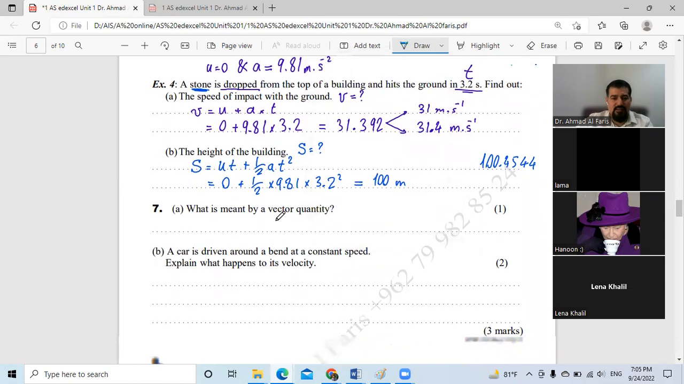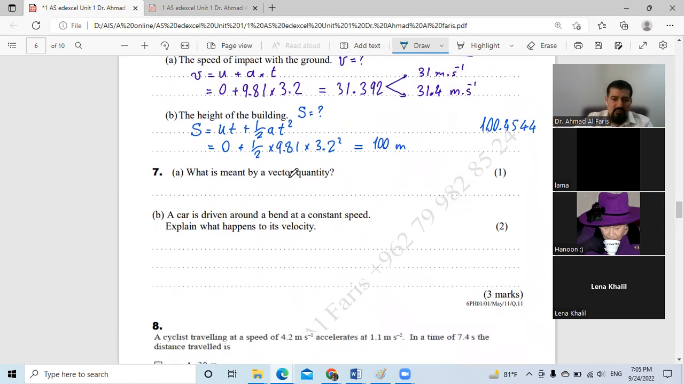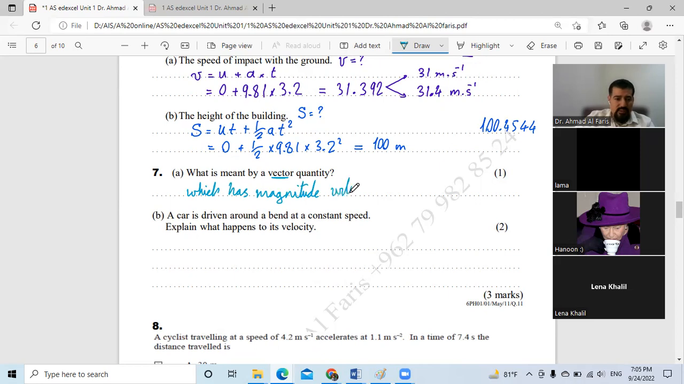Okay, a question from a past paper here. Let's see it. What is meant by vector quantity? This is from May 2011, question number 11. The quantity which has what? Magnitude, bravo, with unit and direction.